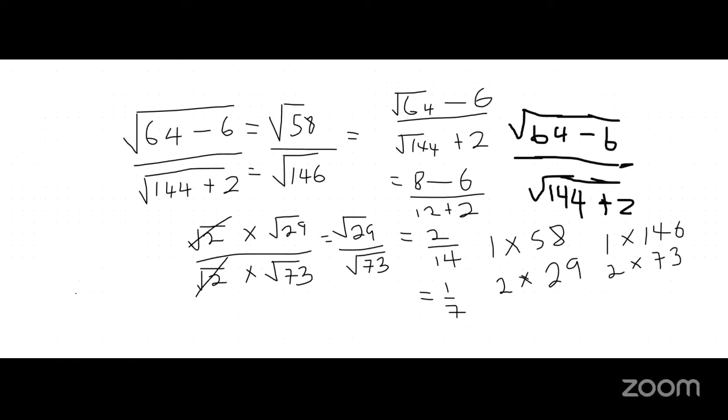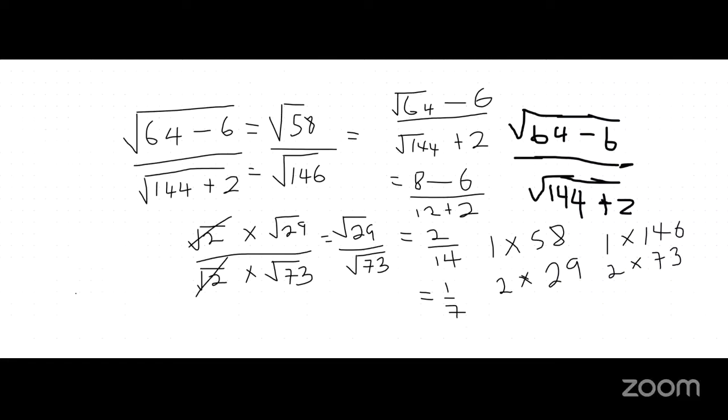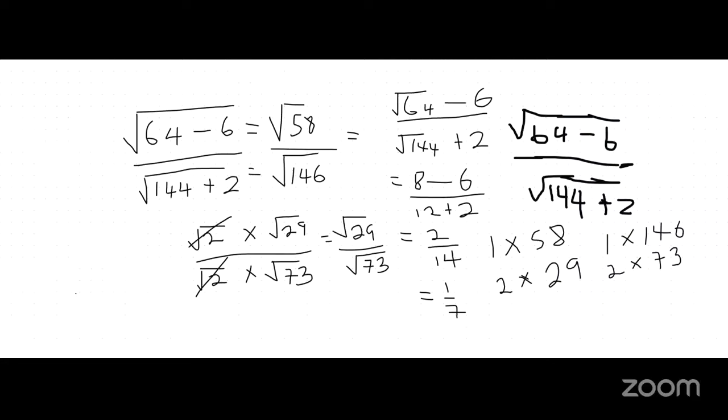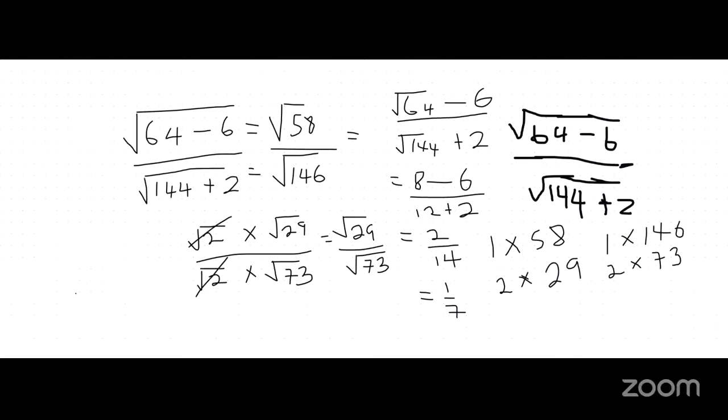So you can use your calculator to find out what root 29 is and what root 73 is, and divide to get your answer in decimal. Your choice, or you can leave it this way. Do you understand it? So you can write it. Anywhere you find this question coming out in any test or exam, I'm sure you should be able to tackle it now.